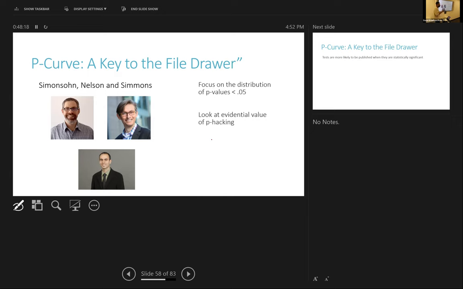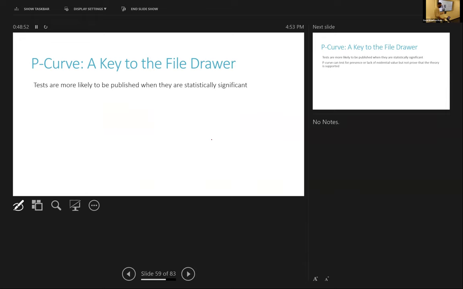Granted, that's not completely true because we do meta-analysis, so there are a lot of ways to look at that. But they thought about, okay, let's just focus on this distribution of p-values that are significant, because it seems that the psychologists that are p-hacking are trying to get right below this threshold, 0.04, 0.03. Does the distribution take on a particular characteristic when there's a true effect? And can we quantify the evidential value of p-hacking?